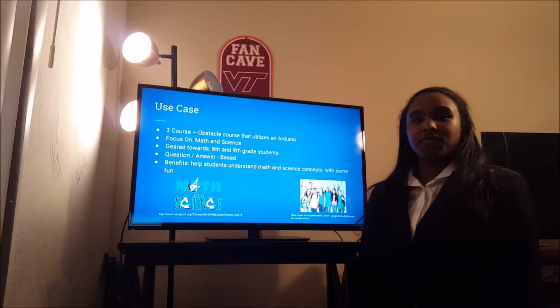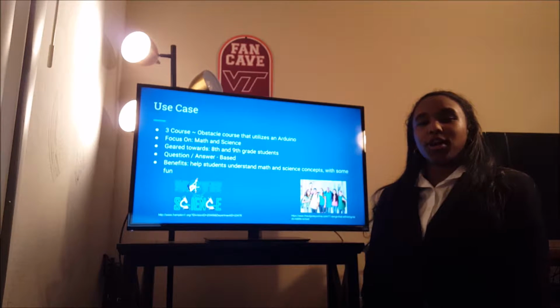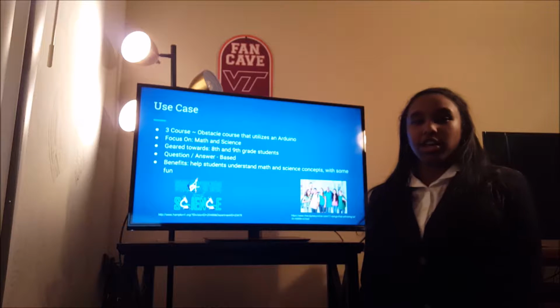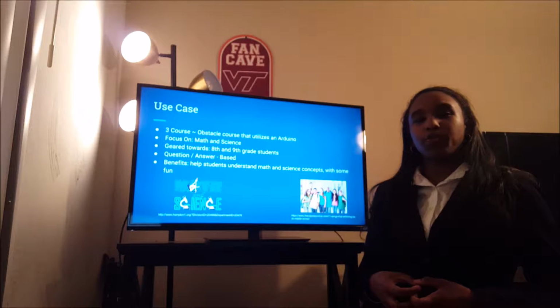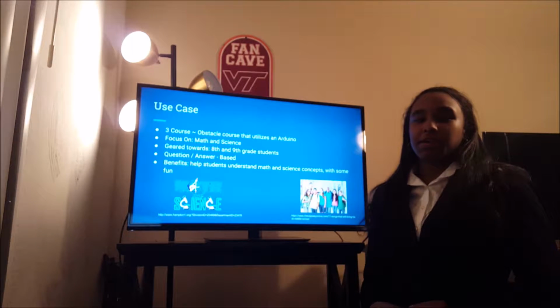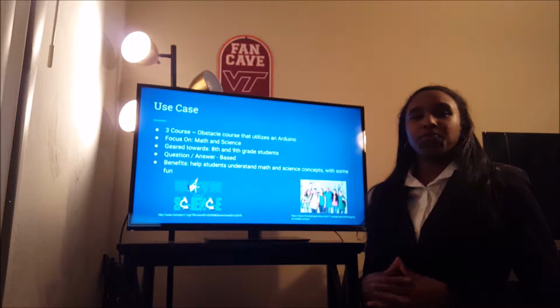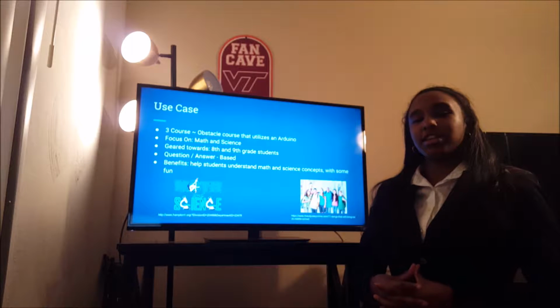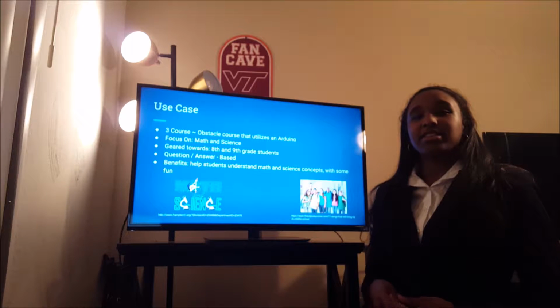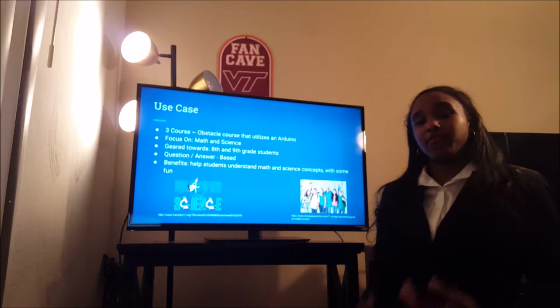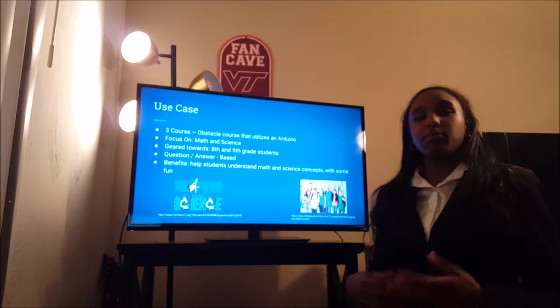analysis. For our use case scenario, we have a Rube Goldberg device, which involves a 3-obstacle course, which is catered towards 8th and 9th grade students, so the middle and high school level. At this age, they're learning how to find variables in their algebra classes, and although they are currently not taking physics, we are also introducing some simple physics concepts.